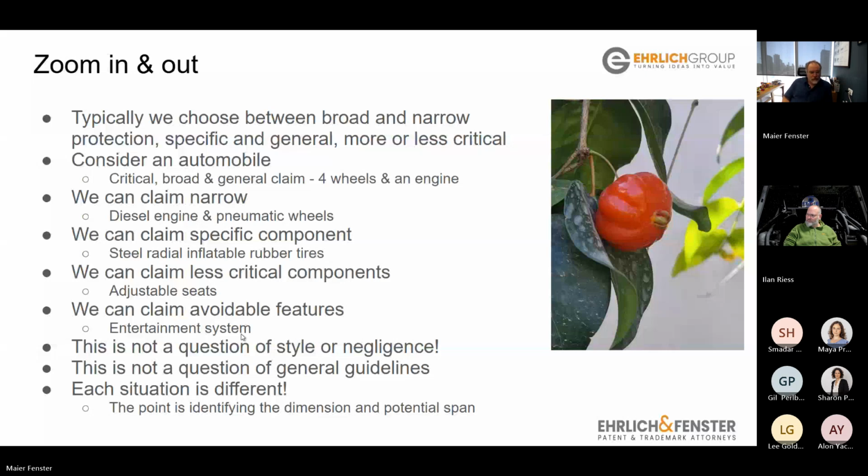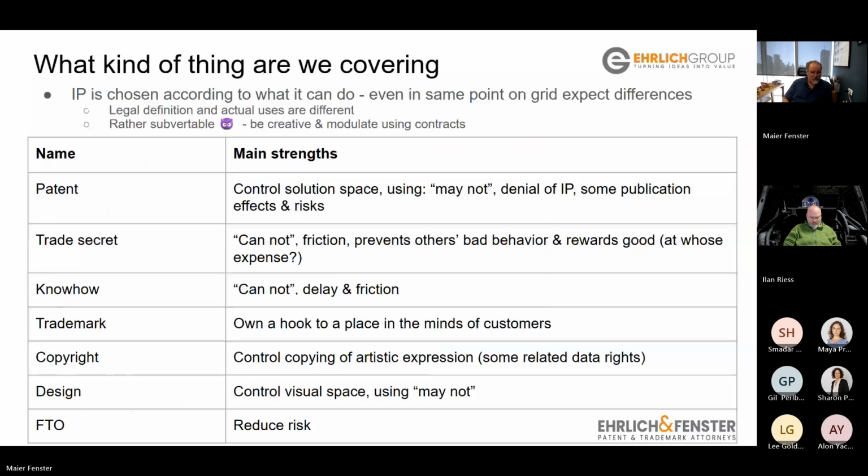And if I have IP in a particular location on the grid, it's not doing the same thing as a different type of IP at the same location. So I'm just putting this out there. Here's different types of IP: patents, trade secrets, know-how, copyright, freedom to operate. Each one of them does something else. So we not only need to choose where we are, but also what type of tool we're going to use.